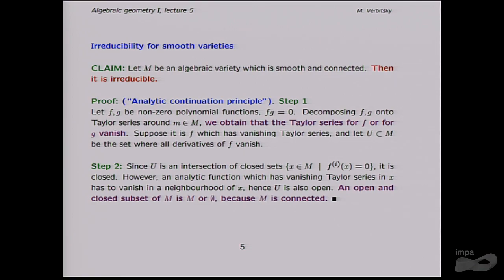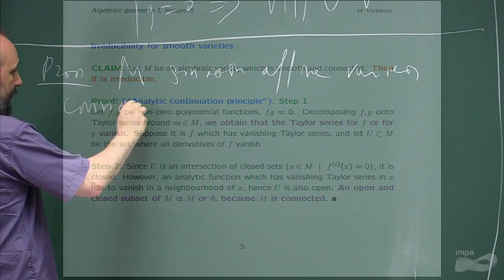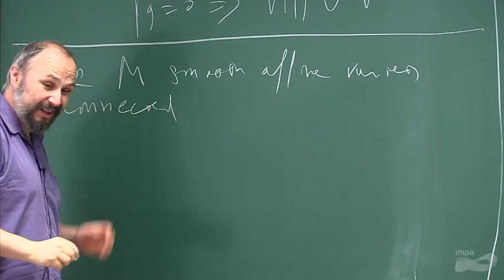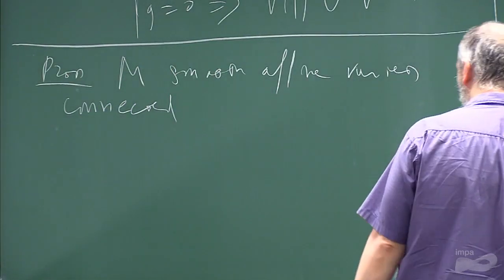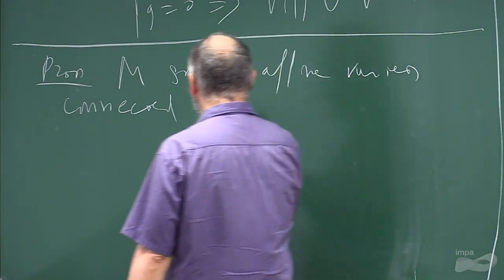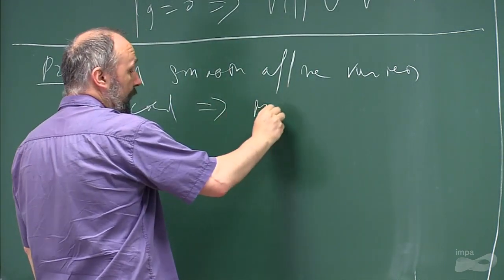Another observation is the following proposition. Suppose that M is a smooth affine variety, connected in the topological sense. Connected means that it cannot be decomposed into a union of two disjoint open subsets. Then M is irreducible.